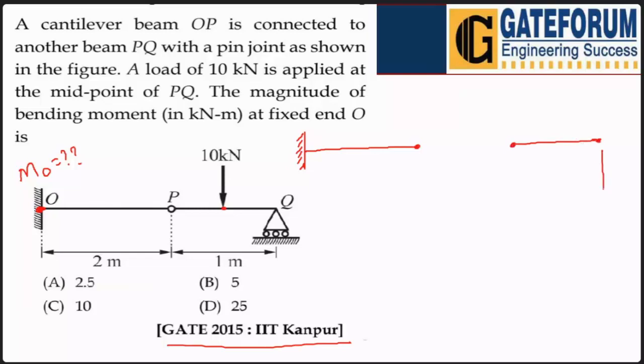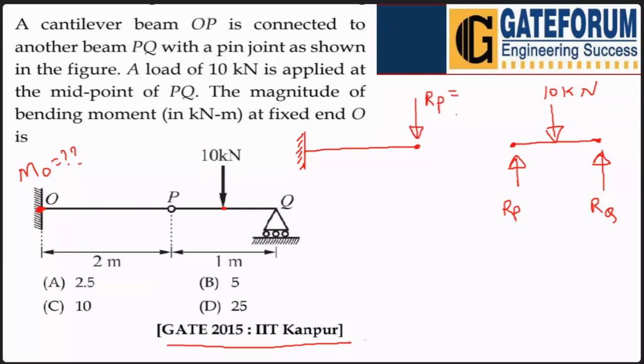Because of the internal hinge, here we have one support reaction, RP, and here we have RQ. And a load is acting here. How much load is acting here? 10 kilonewton. Now at this point P, an equal and opposite RP will be here also.